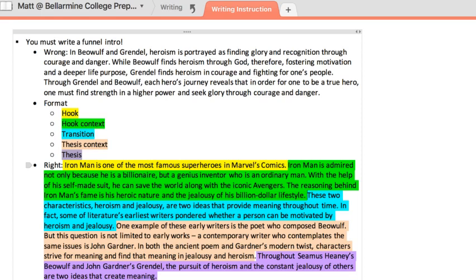Okay, now we move to the third component of the funnel intro, which is the transition. This is the most critical sentence in my mind of the funnel introduction. To make things work, you're going to have to build a bridge between the hook and the thesis. That's always the case. And the transition is that key bridge that lets you get from hook context over here to thesis context down here. Let's see how this works.